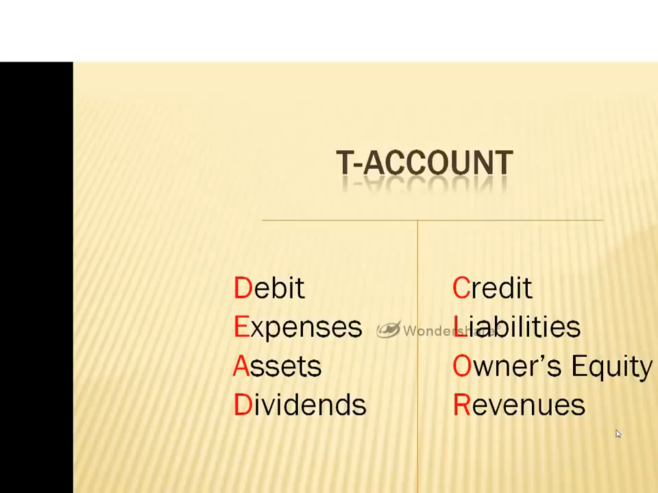So let's look at this and see how we can make this work. We also need to remember that every business transaction has to have a debit and a credit. Accountants like things nice and perfect, so everything has to equal. Every transaction has to have a debit and a credit, and all debits and credits in that transaction have to equal.